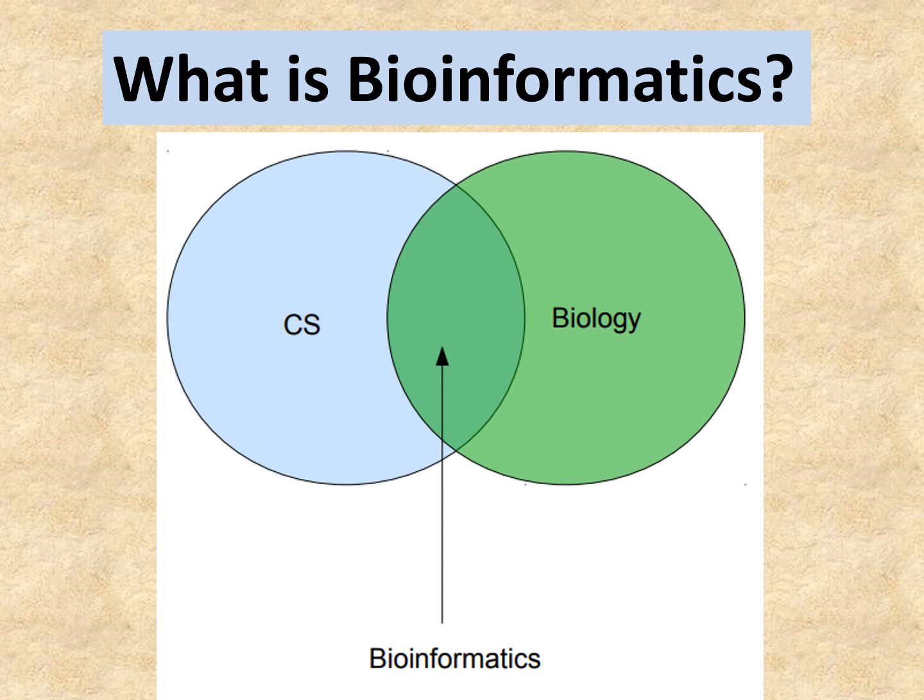Now let's learn what bioinformatics is. It's a field that is a combination of computer science and biology. It's a union of computer science and biology. As you can see, this is the zone where biology and computer science merge into each other. The merging zone, the area or union of biology and computer science, is known as bioinformatics.